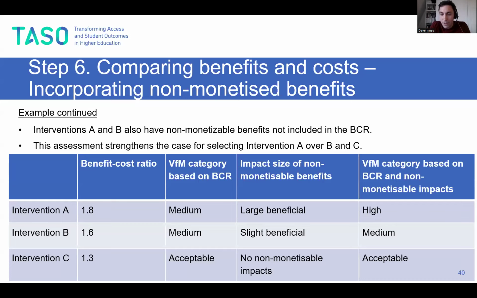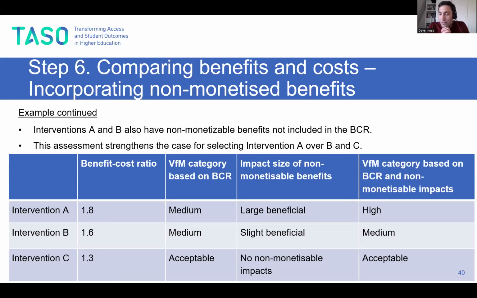But then for each of those, we've got some non-monetizable impacts to include as well. So it may be that we look back at the VFM categories I had on the previous slide and say, well, on the basis of the monetizable benefits that we've been able to include in that benefit cost ratio, both intervention A and B seem to be medium value for money, whereas intervention C is acceptable value for money. But then we look at the non-monetizable benefits as well, and let's assume that intervention A has a large beneficial non-monetizable benefit, and for intervention B, a slight beneficial non-monetizable benefit.